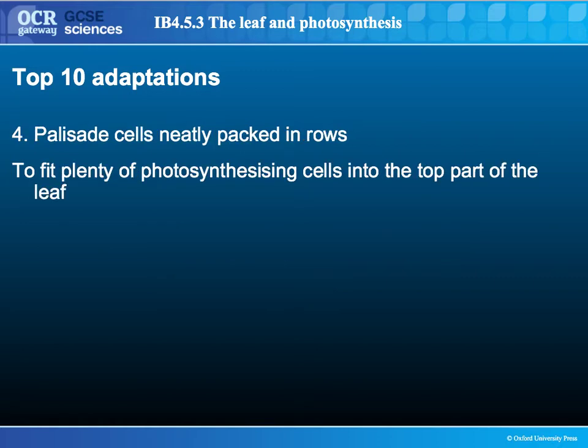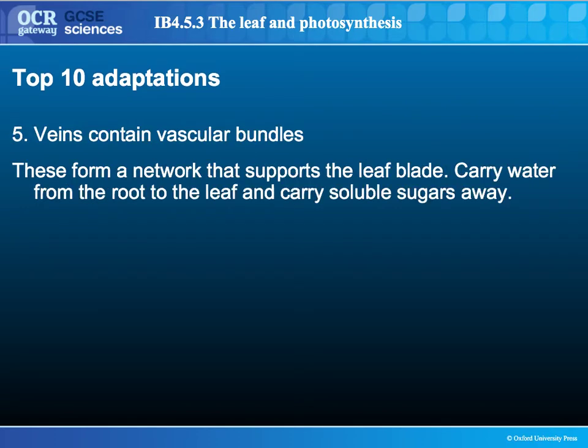I've mentioned previously that palisade cells are in neat rows at the top of the leaf. Veins that go through the leaf contain vascular bundles. This allows them to carry water from the root up to the leaves to be used in photosynthesis, and they also carry soluble sugars that have been made during photosynthesis away from the leaf to the rest of the plant that need it. Not only does it do this, but it supports the leaf so that it is able to collect as much sunlight as possible.